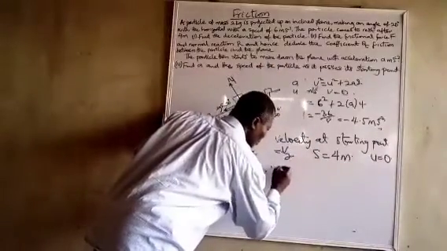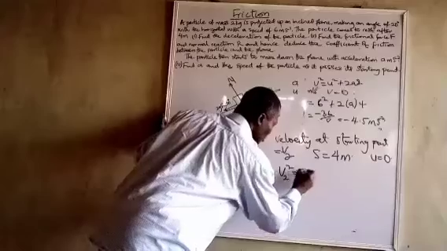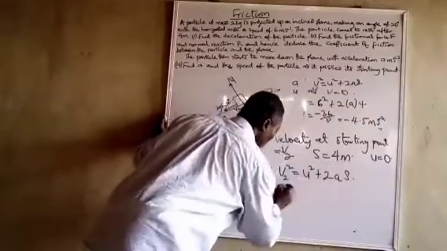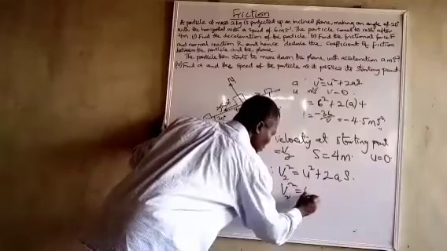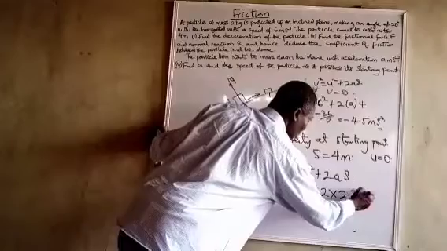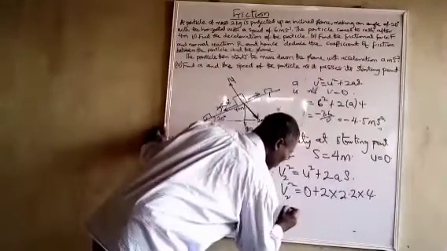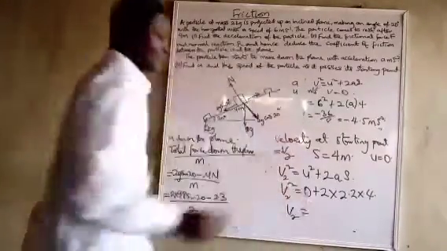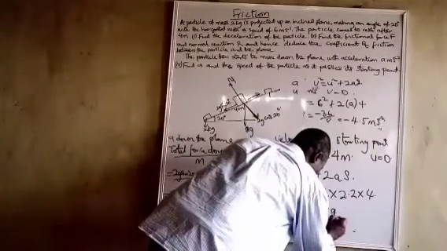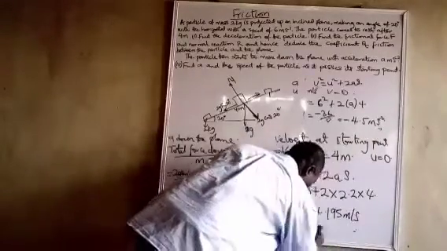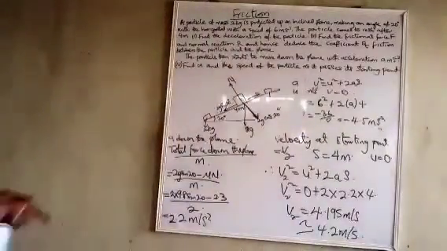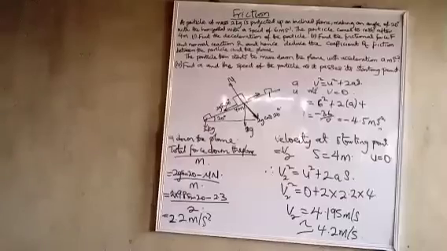So we know that v2 squared will be equal to u squared plus 2as. And what is our s? 4. So we now have v2 squared equal to 0 plus 2 times 2.2 times 4. So v2 will be equal to 4.195 meters per second, approximately 4.2 meters per second. So that will be the velocity on its return to the initial point.